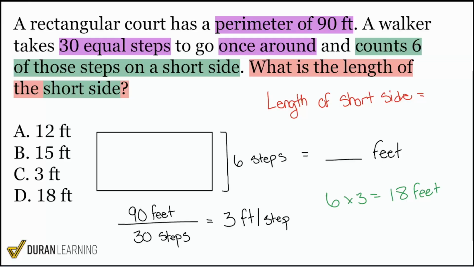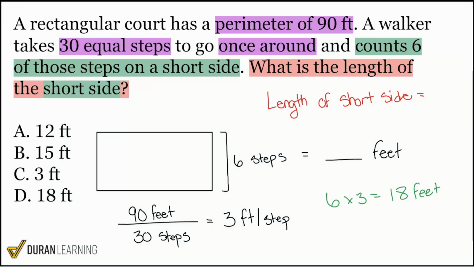Again, one more time. There are two ways to do this. One is the way that I just showed you here, where we said, hey, I see the perimeter, and I see that the perimeter is equal to 30 steps. So when I divide, that's 3 feet for every step. I know that the short side is 6 steps. Booyah. So that means 6 steps times 3, that's 18. That's the way that we did it here.